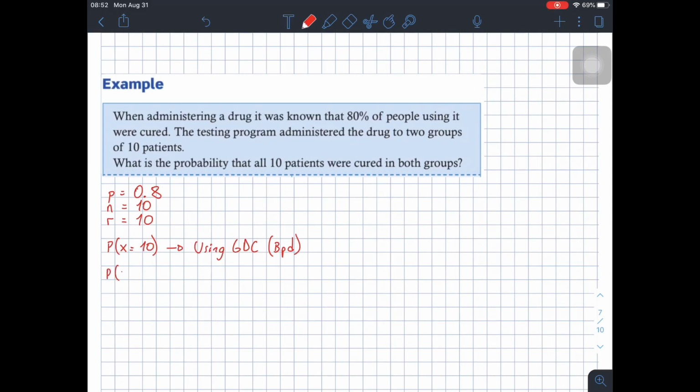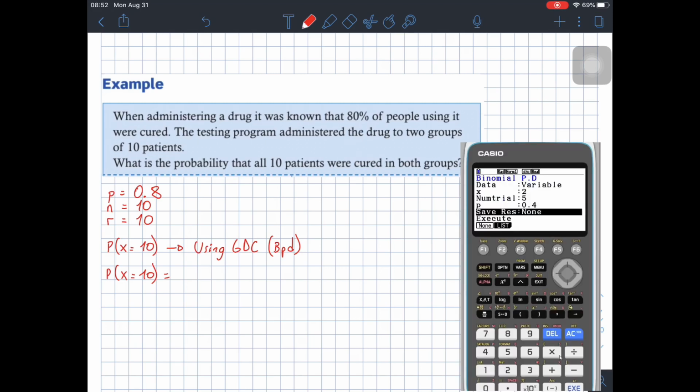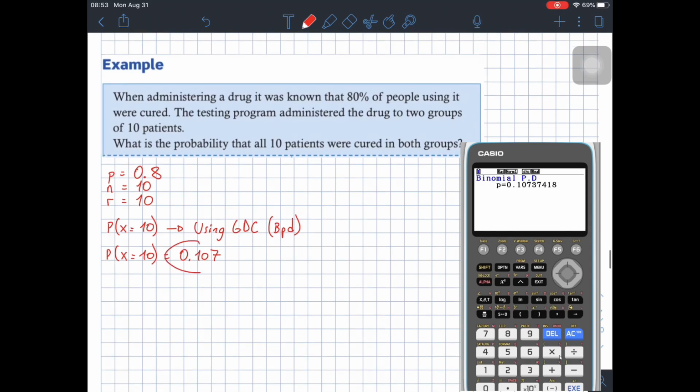The probability of X being exactly equal to 10 is equal to, and you already know this part. I'm going to calculate this. We're going to go back. This is BPD. So X is equal to 10. Number of trials is also equal to 10. And the probability of success is 0.8. You calculate this, and that's the value, 0.107. So you see that the probability that all of them get cured is actually very small. This is 10.7%, right? Although the drug has 80% of success. Okay, so that's pretty interesting.